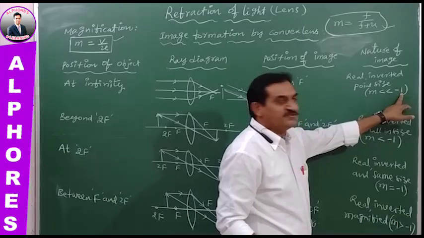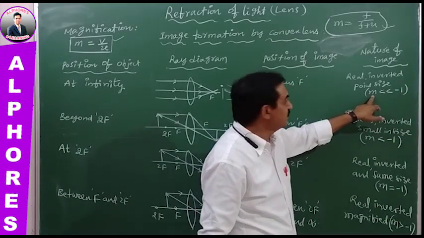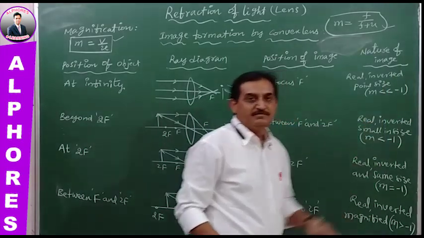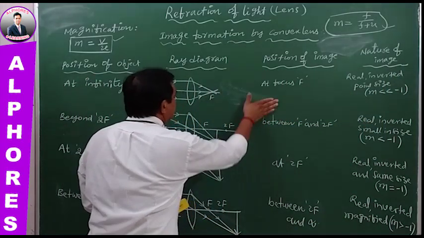Therefore, its magnification is taken to be negative, and it is small in size. Therefore, m is less than minus 1. Okay. Next, go for another point.